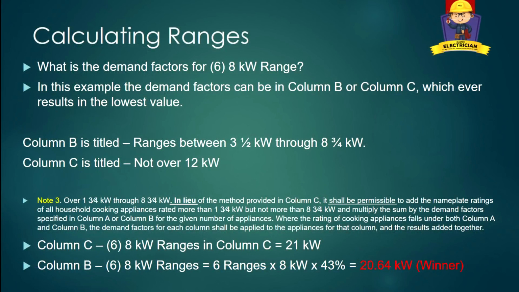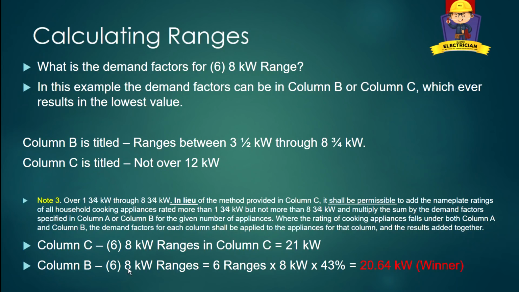All right, so let's go back to the question. Here it was 6 ranges times 8 kW times 43%, which results in 20.64 kW. And obviously that is less than 21, but they are so close for all intents and purposes. The 20.6, you'd probably go up to 21 at that point. So really, it's not much difference in the two here. So that one kind of worked out that way.